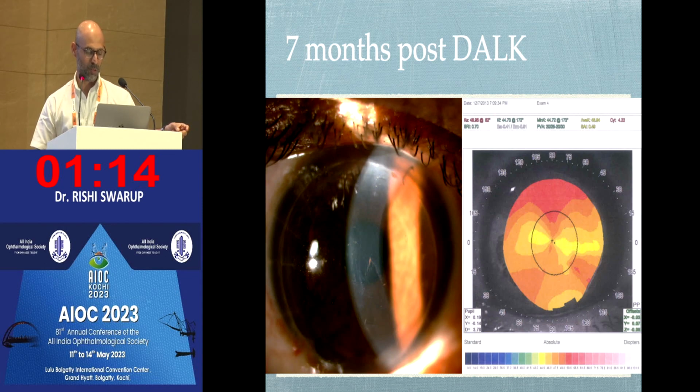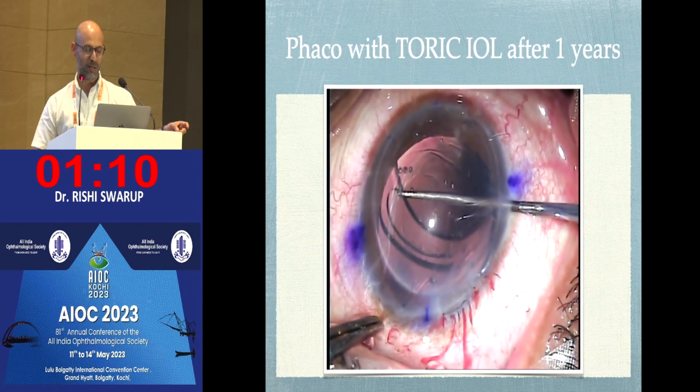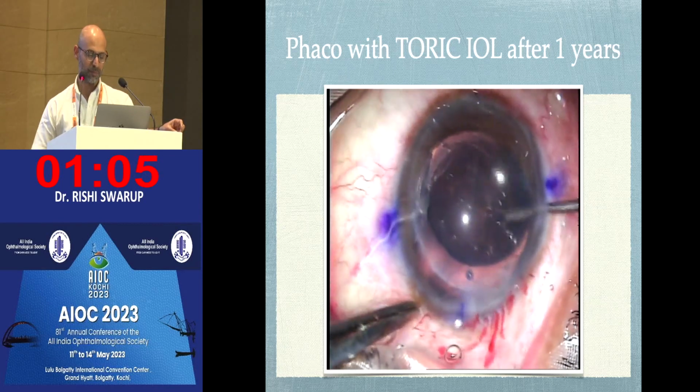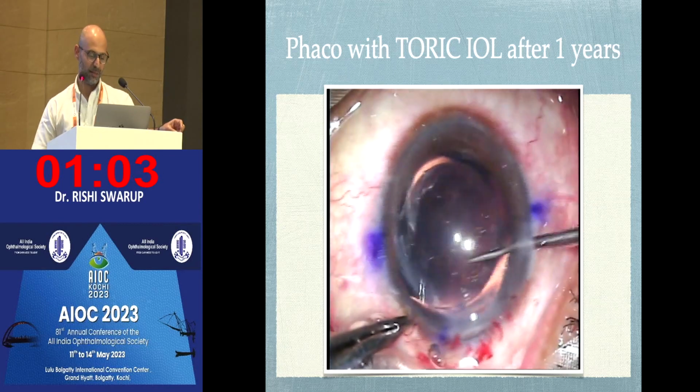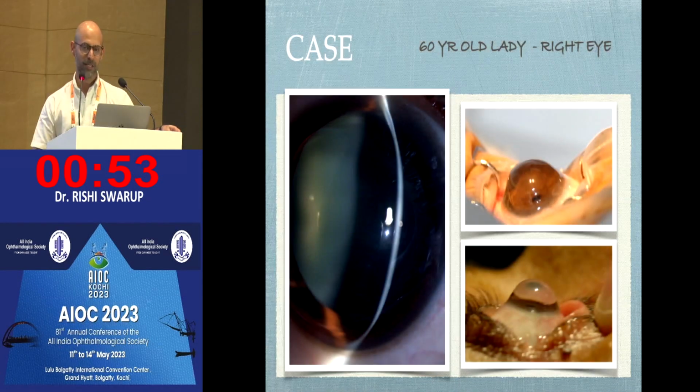Now this patient also had a cataract, so after 1 year of all sutures being out, we did a toric IOL implantation, and this patient really did well. 20/20 unaided vision. He still maintains very good vision and is extremely happy with the outcome. So the point is that, okay, I'll just show you a few more ectasias with cataract.